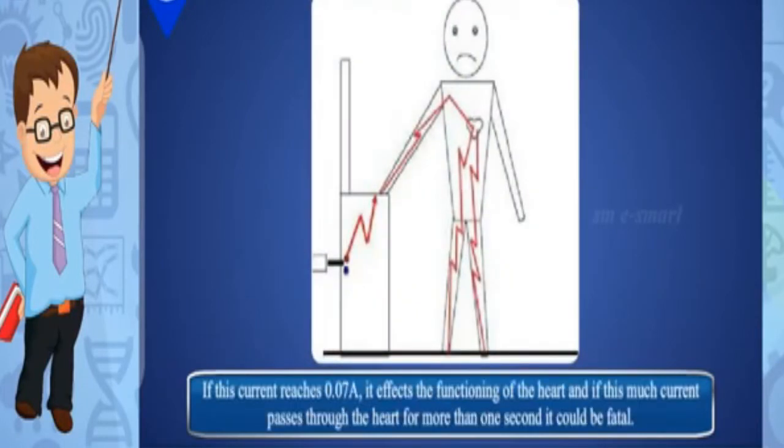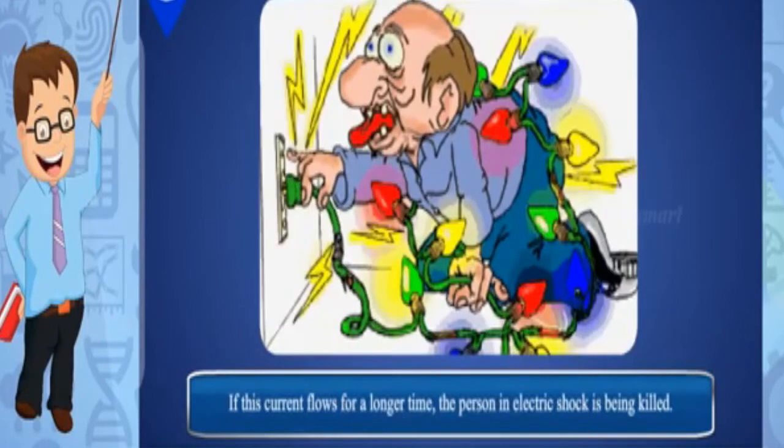If this current reaches 0.07 amperes, it affects the functioning of the heart, and if this much current passes through the heart for more than 1 second, it could be fatal. If current flows for a longer time, the person in electric shock may be killed.